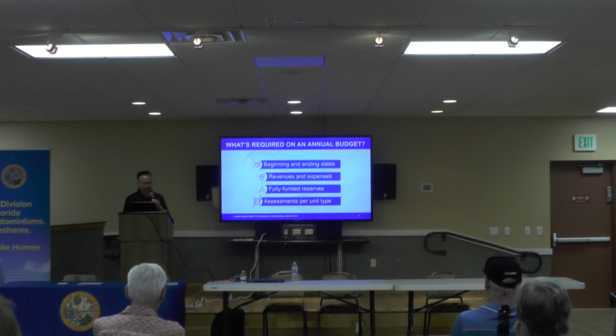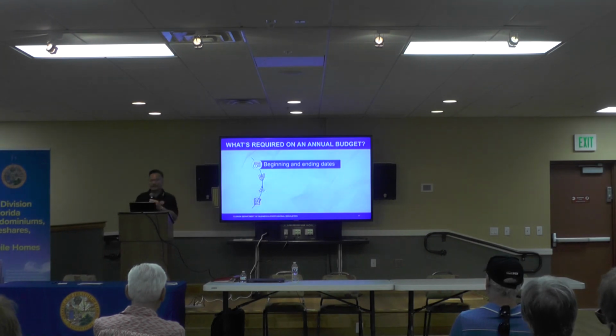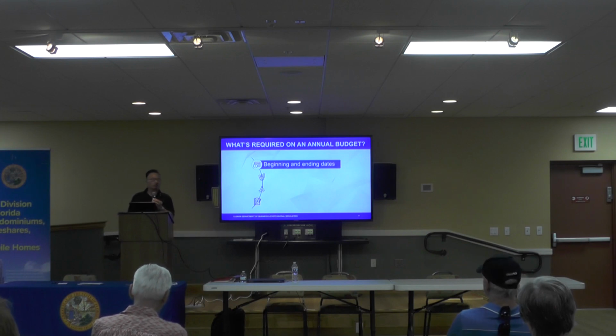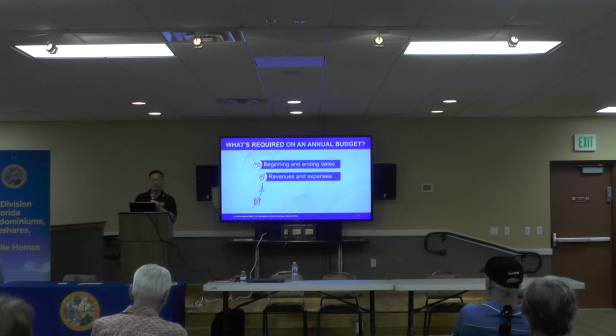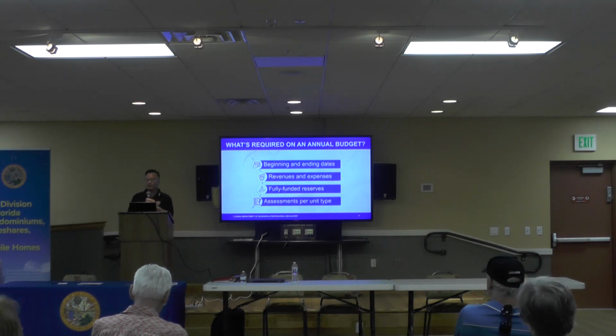But what is required on the budget? Beginning and ending dates should indicate exactly when the budget starts and ends. Example, calendar year, January 1st, 2024 to December 31st, 2024. Just saying 2024 budget is not acceptable. All estimated revenues and expenses, fully funded reserves, and lastly, assessment per unit type as described in your governing documents.